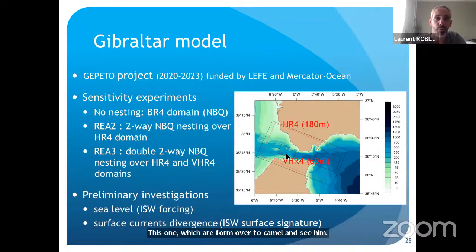The preliminary investigations we are doing are focusing on the sea level, as tides are the first order large-scale process and also a direct driver for the internal solitary waves. And then we'll have a look at the impact of this upscaling on the surface current divergence, as it is a proxy of the surface signature of internal solitary waves from space.